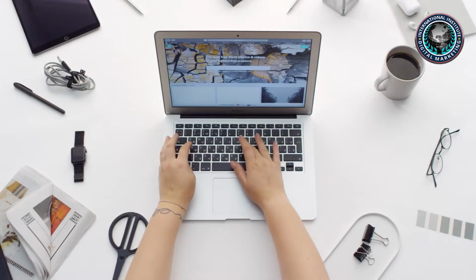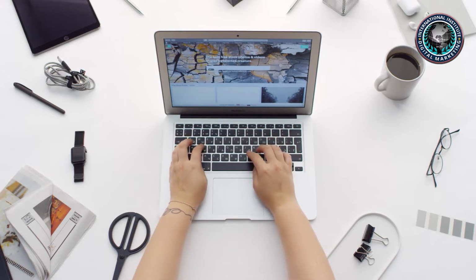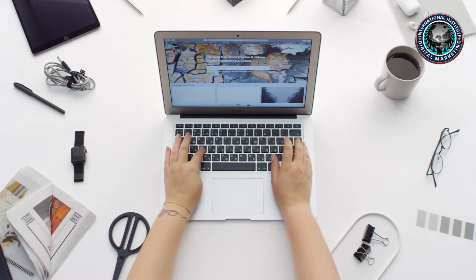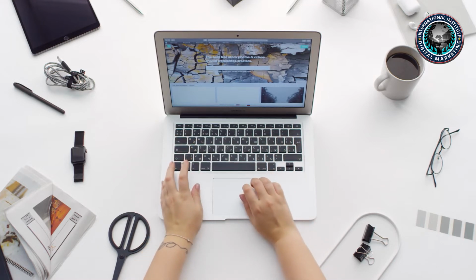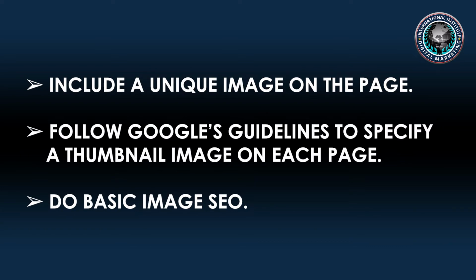No clear guidelines exist to make sure Google includes a thumbnail image in your page search snippet, but there are a few things you can do to optimize the potential. Include a unique image on the page. Follow Google's guidelines to specify a thumbnail image on each page. And do basic image SEO.